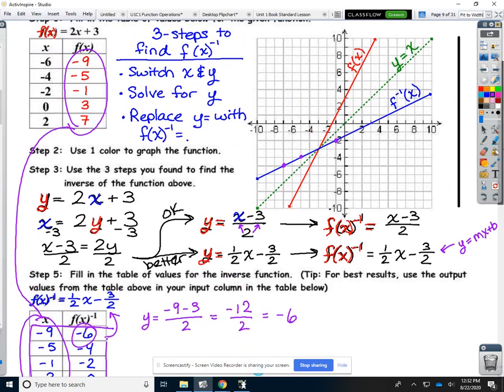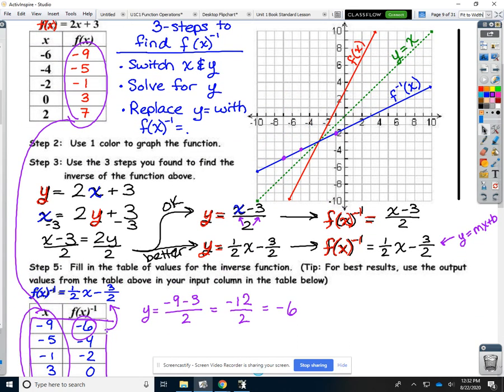So the original is a function, so the red line is a function. The red definitely passes the vertical line test, and the blue also passes the vertical line test. So the answer to that question is yes, it's also a function. And then the reflection. The line of reflection is the line y equals x.